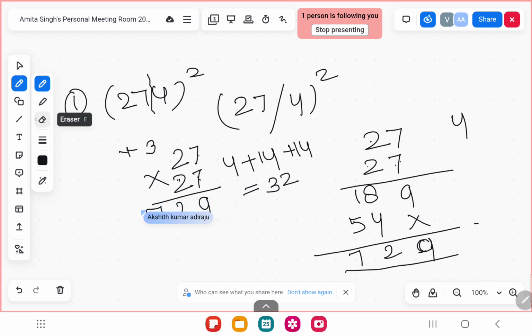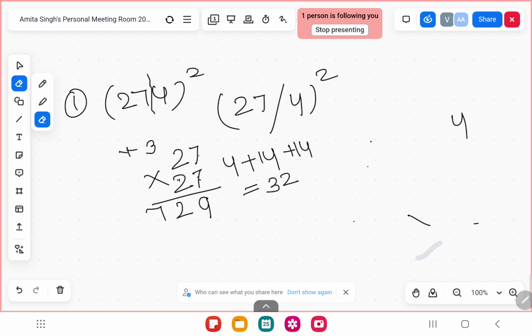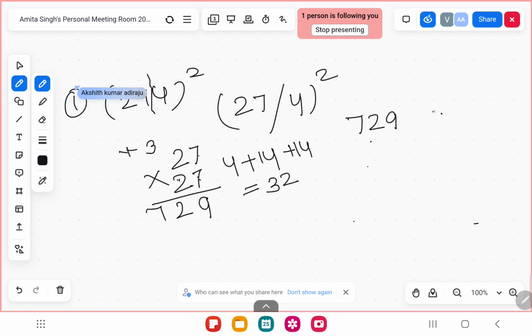And then we also have to find the square of 4. So let me erase this. First we need to write here 729 as the square of 27. After that, what do I have to write here? We have to find the square of 4, which is 16, because 4 fours are 16. Done. Next step.